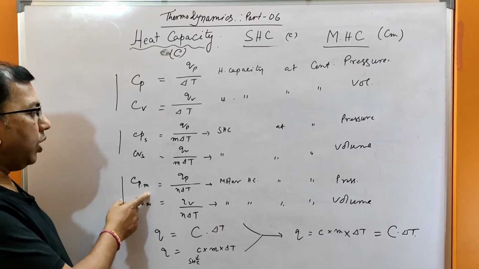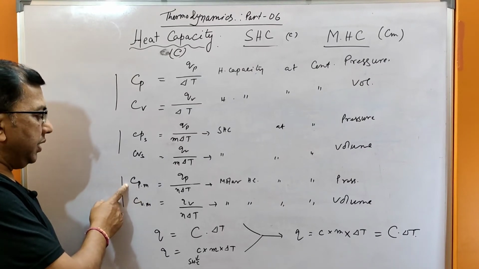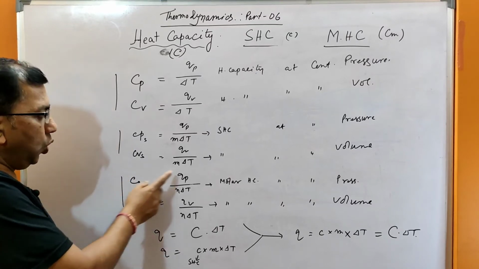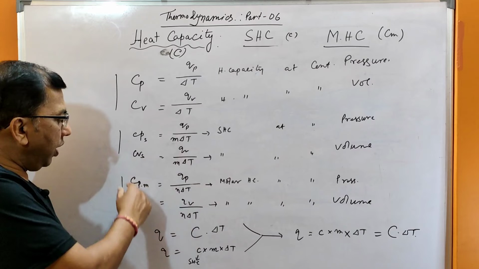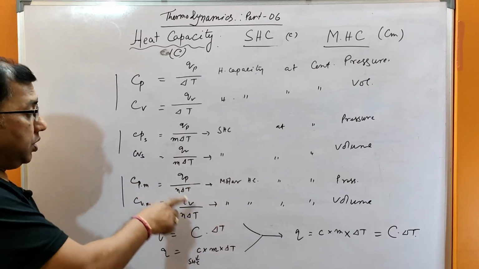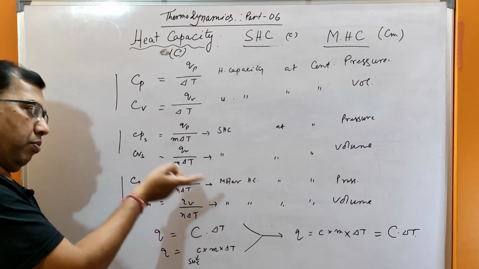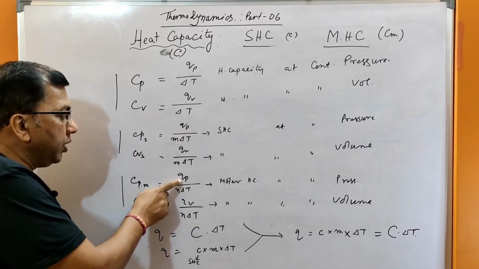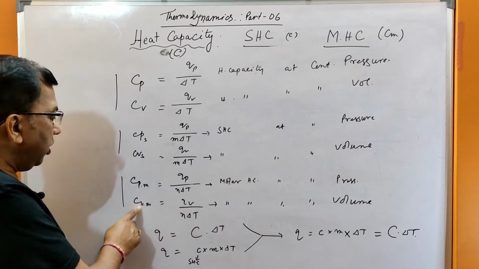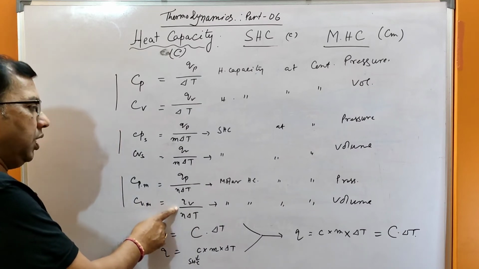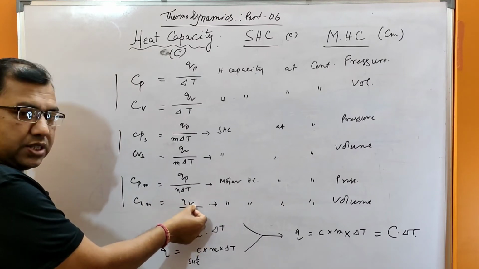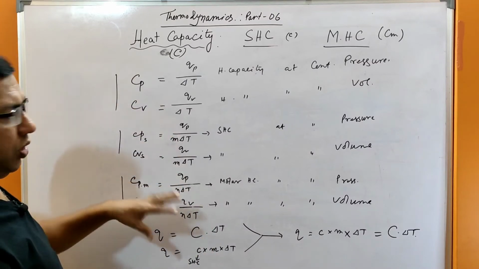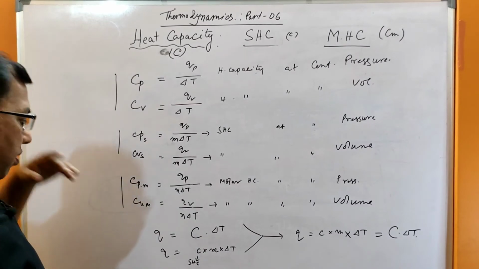Out here CP,m is the molar heat capacity, capital C. Molar heat capacity at constant pressure is QP by n delta T. What we learn: molar heat capacity is Q by n delta T. Molar heat capacity at constant pressure CP,m is that QP. Same thing, CV,m, molar heat capacity at constant volume, QV by n delta T. All are the same. Okay, so learn these things.